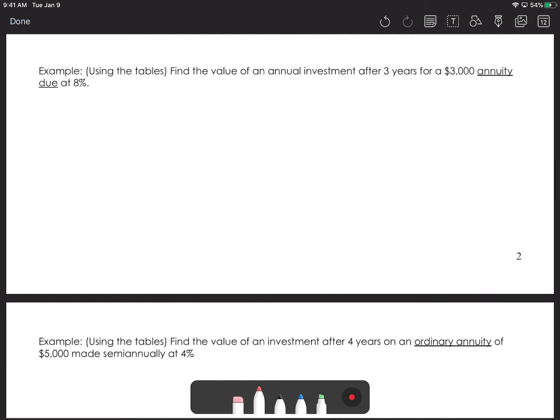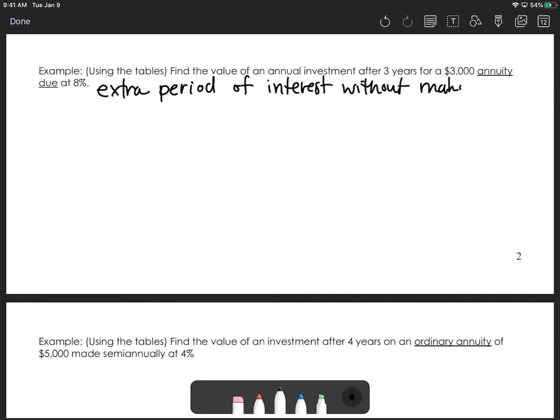So now when we use the tables to calculate an annuity due, what we're going to have to do, because with the annuity due, we get an extra period of interest without making an extra payment.